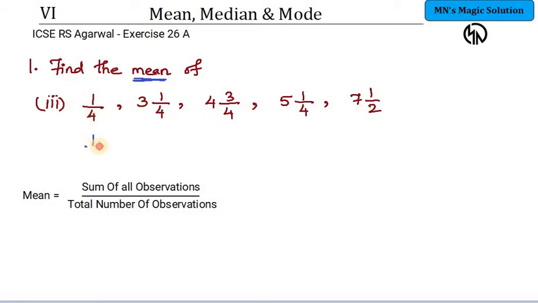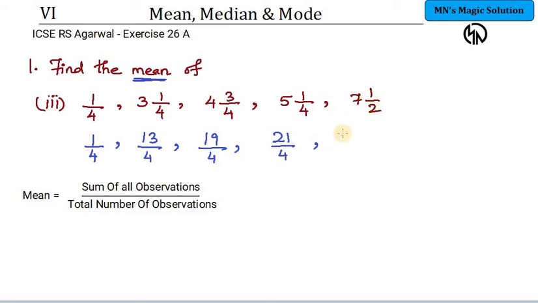See, 1 by 4 is already in a proper form. Next one, 3 1 by 4 is a mixed fraction. So 4 3s are 12. 12 plus 1 is 13. So this comes out as 13 by 4. Again this one is 16 plus 3, 19 by 4. This is 4 5s are 20. 20 plus 1, 21. 21 by 4. This one will be 7, 2 times 4 is 14.